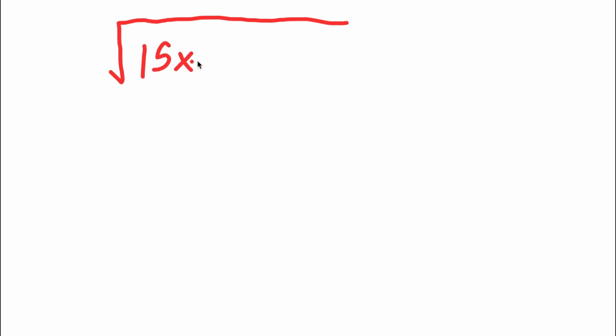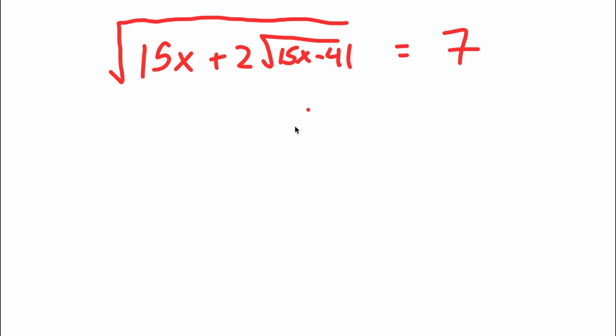In today's video, I'm going to solve the equation square root of 15x plus 2 root 15x minus 41 is equal to 7. I know at first glance this might look like a weird equation, so let's just go ahead and solve for x.